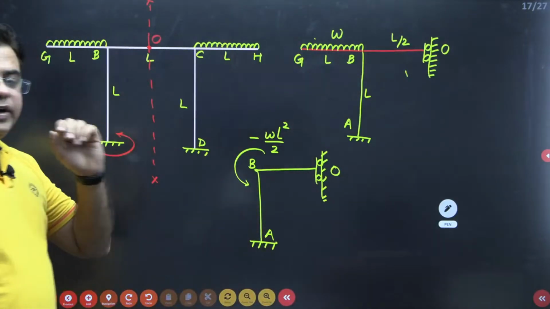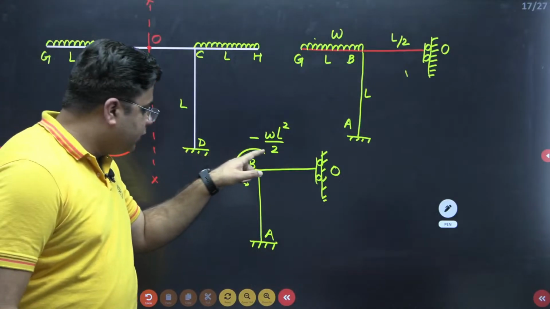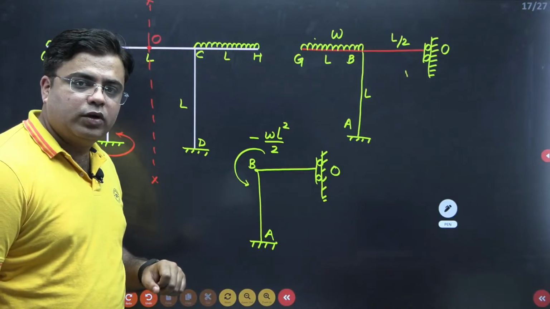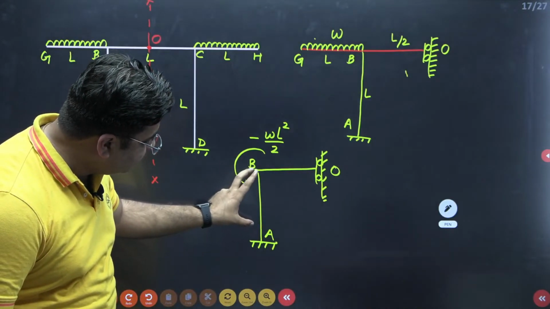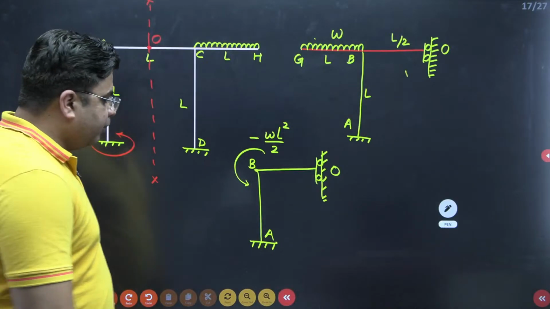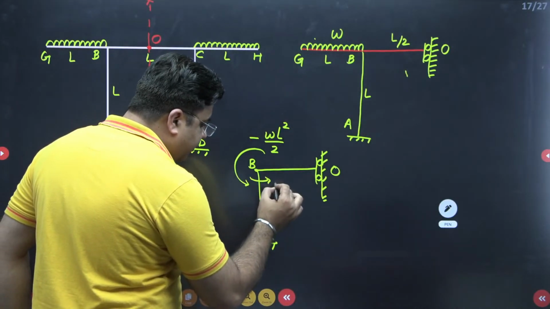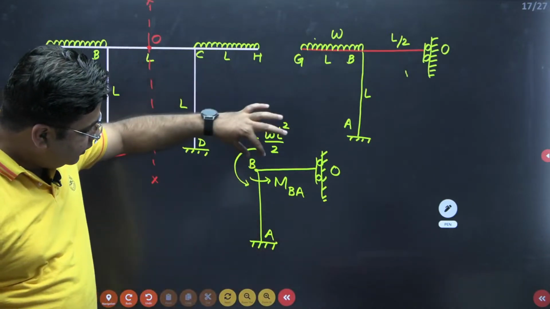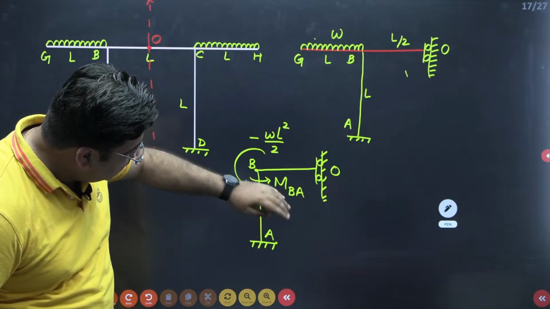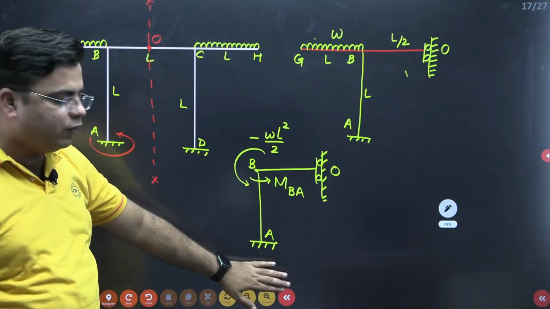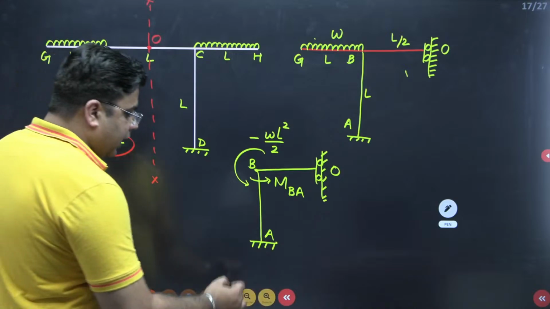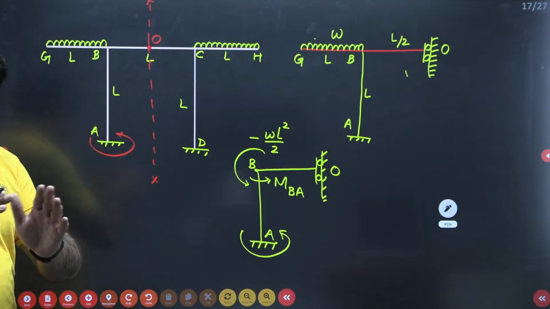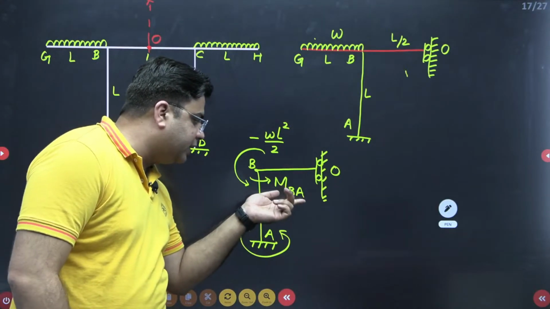This is my support reaction A, this is B, and this is O. Now, this question reduces to, if the total moment acting over the joint B is minus WL square by 2, then how much moment will come over the portion BA? The moment that will come over the portion BA, that is MBA, half of the moment will be carried over to this joint A. So now my entire discussion will be how to calculate this moment MBA.